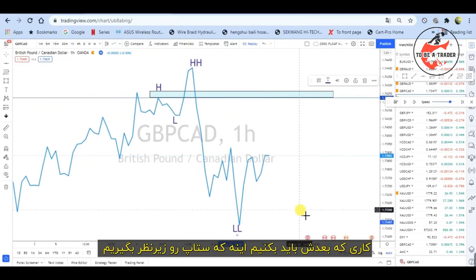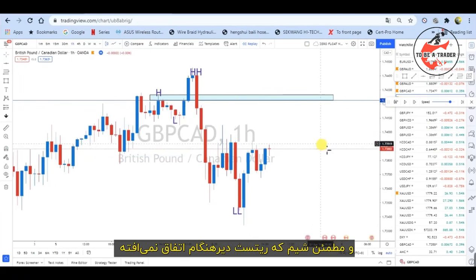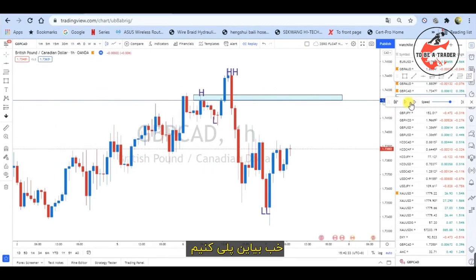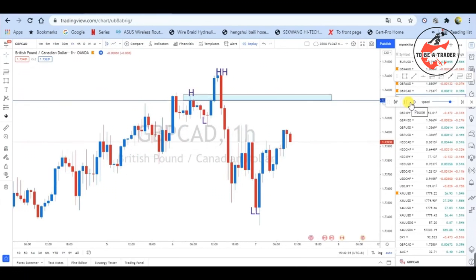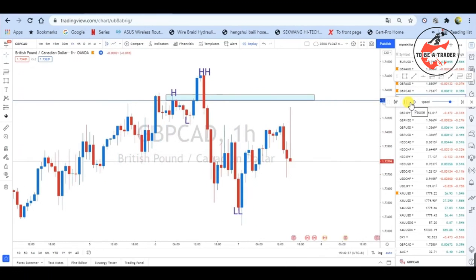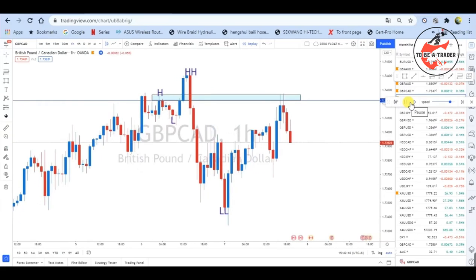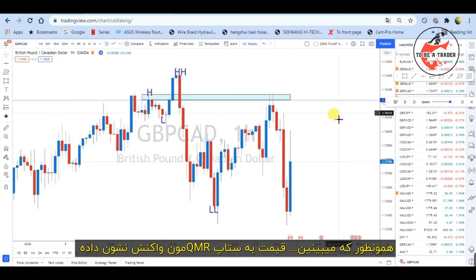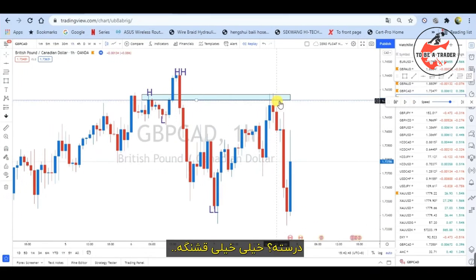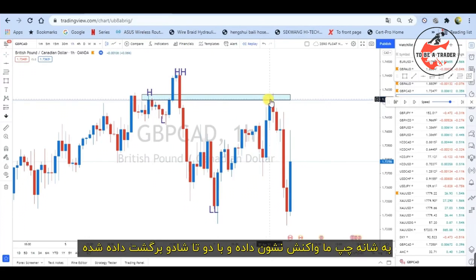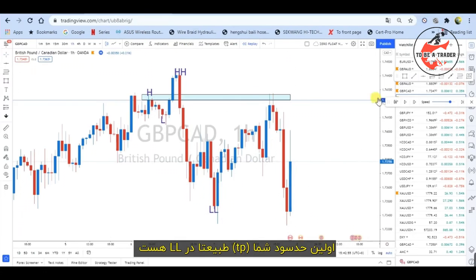Next thing what we should do is we want to monitor this setup. Make sure that it doesn't go on a late retest. So let's play now. Okay, as you can see, the price has reacted to our QMR setup. Right, this is very beautiful. Right, so it reacted to our left shoulders and it rejected with 2 wicks and it went all the way down. So your first TP for QMR normally is at the lower low.